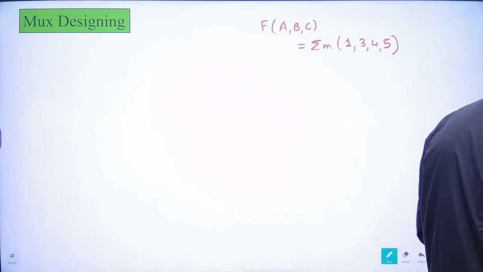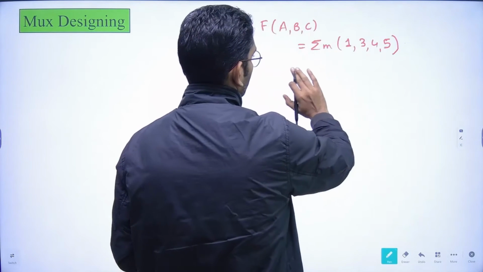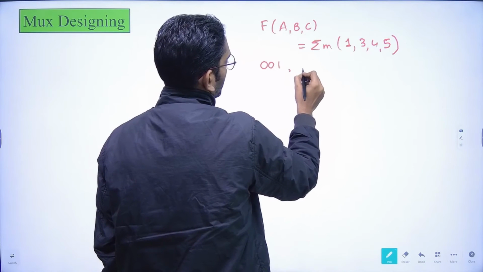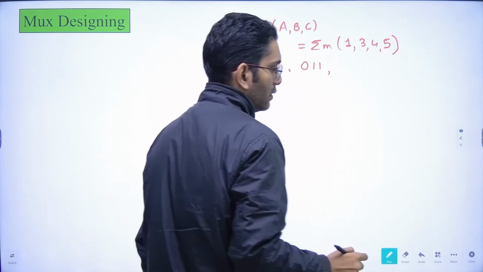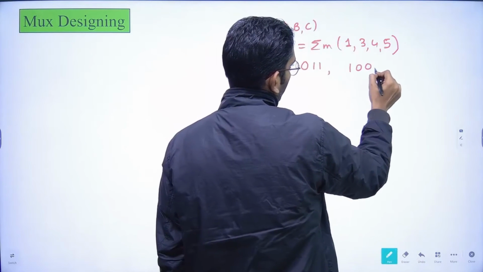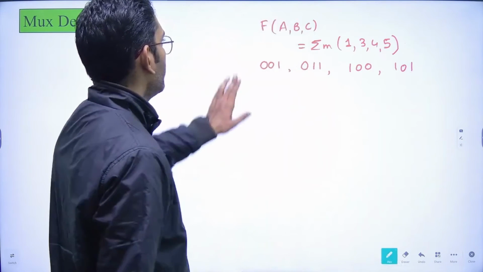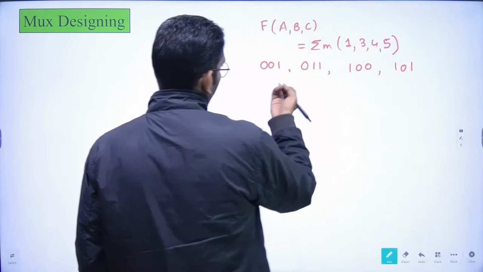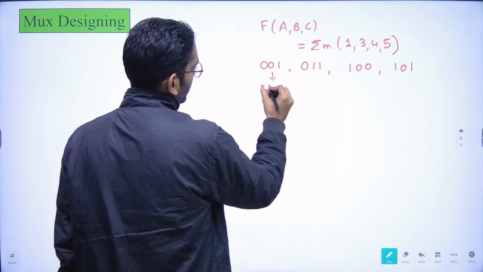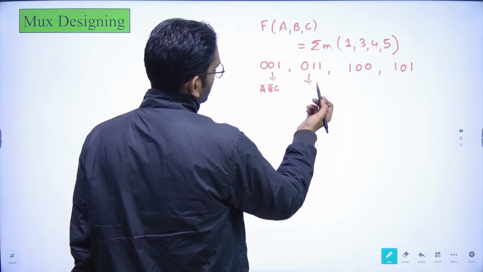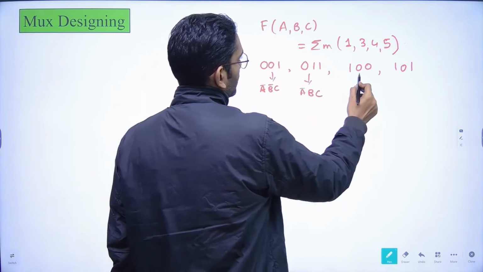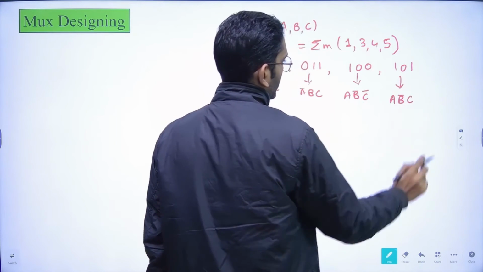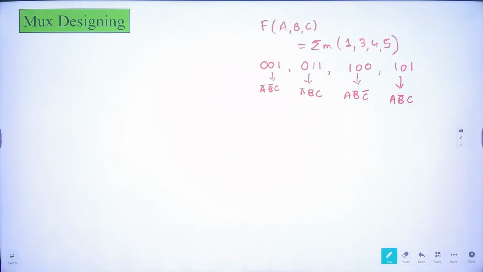First we will write down the binary combinations, based on these variables A, B and C. For 1 it would be 0, 0, 1. For 3 it would be 0, 1, 1. For 4 it would be 1, 0, 0. And for 5 it would be 1, 0, 1. These can be written as A bar, B bar, C; A bar, B, C; A, B bar, C bar; and A, B bar, C.